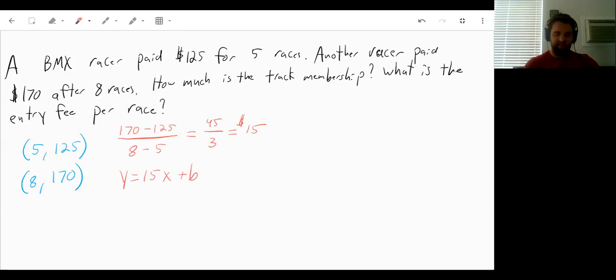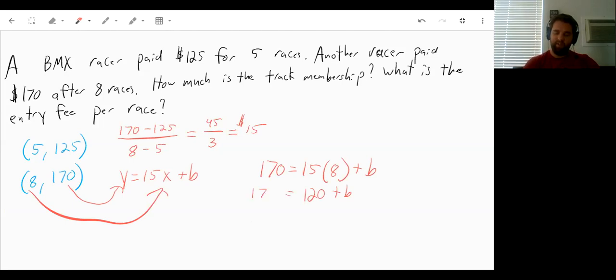And we can use either of these points to help us figure it out. I think I'm going to go with the second point because I just keep using the first point most of the time. So I'll plug in our 2 numbers, and we'll have 170 equals 15 times 8 plus b. Well, 15 times 8, that's $120, plus B. That equals 170. Now we can subtract that 120 from both sides. We're going to come out with the cost for the track membership is $50.